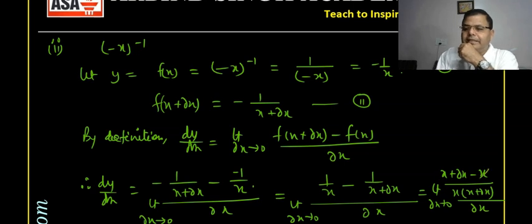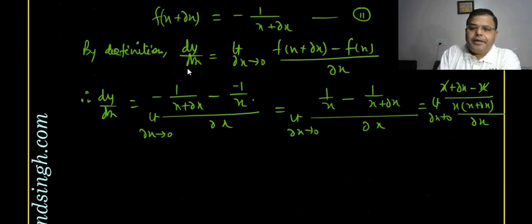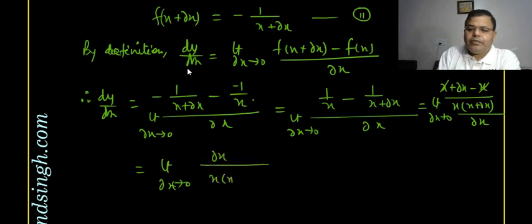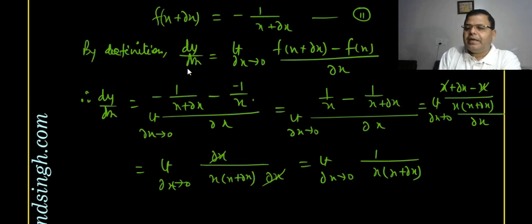x and x cancels out, isn't it? Now this will be limit delta x tends to 0, delta x upon x into x plus delta x, and this delta x is also there. So this delta x and this delta x cancels. Now limit delta x tends to 0, 1 upon x into x plus delta x. If delta x will be 0, it will be 1 by x square, and that will be the answer.